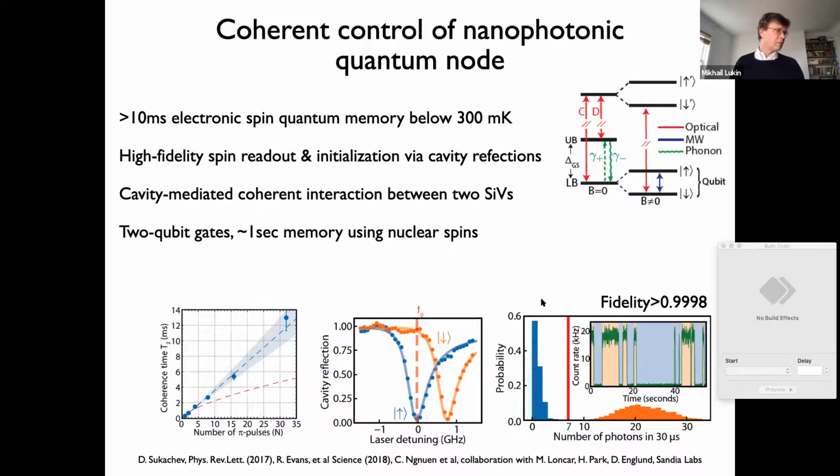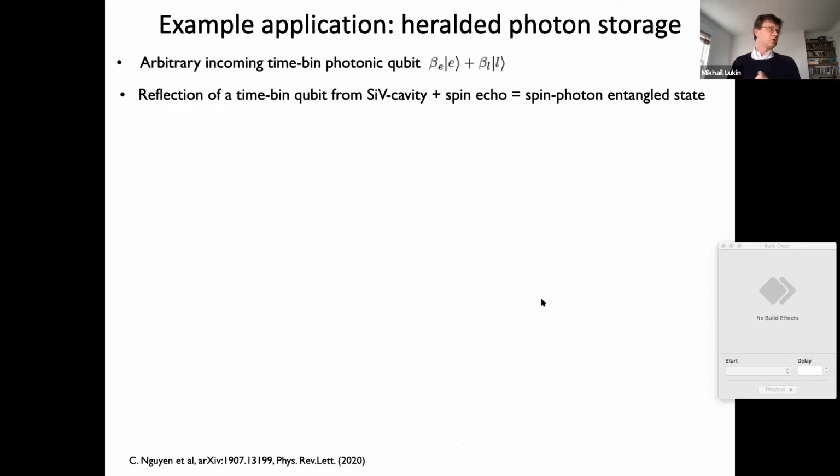This is one example of application, which is called heralded photon storage. Here, we would like to use this silicon vacancy center to store the incoming qubit and store its state, but also know when this storage occurred, when the photon actually arrived. How it works is the following. We start with the system where, conditioned on the spin state of the silicon vacancy center, the incoming photon is either reflected or transmitted.